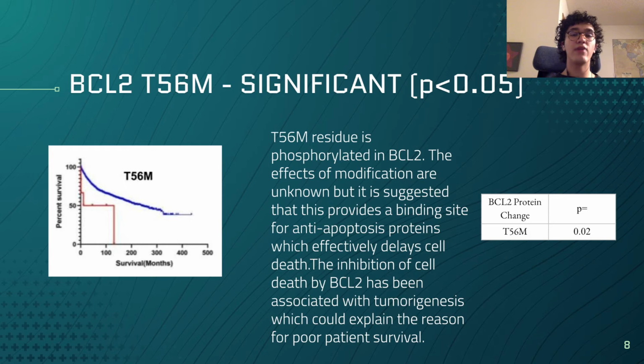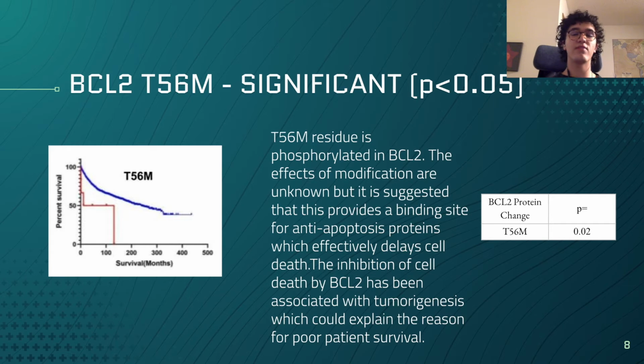Then we had another mutation to BCL2, which is T56M, which is again significant. We see that it has a lower patient outcome. So the T56M residue is phosphorylated in BCL2. The effects of this modification are unknown, but it's suggested that it provides a binding site for anti-apoptosis proteins, which effectively delays cell death.